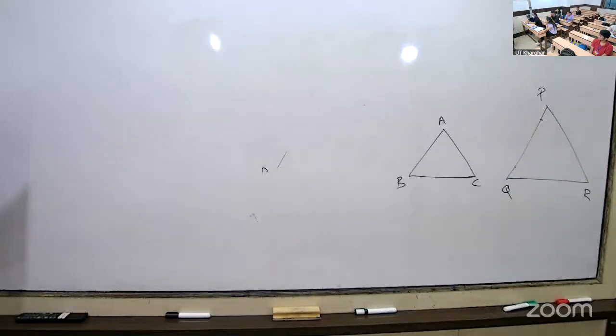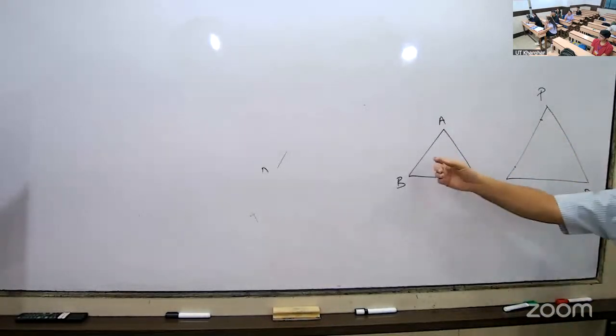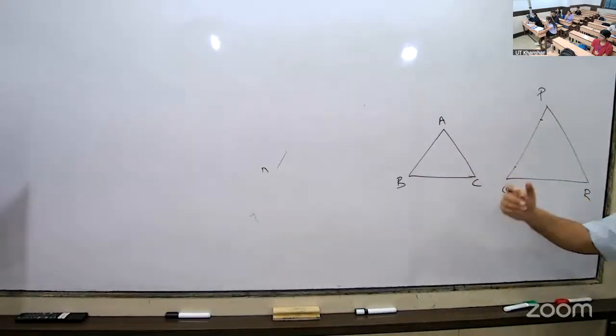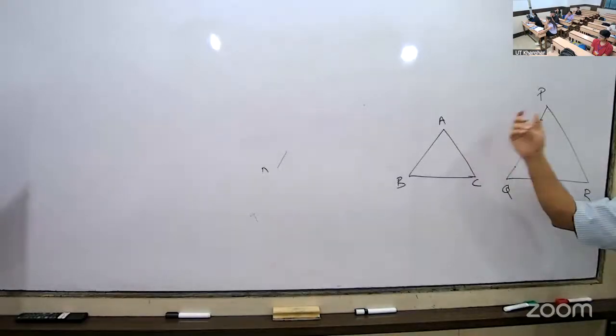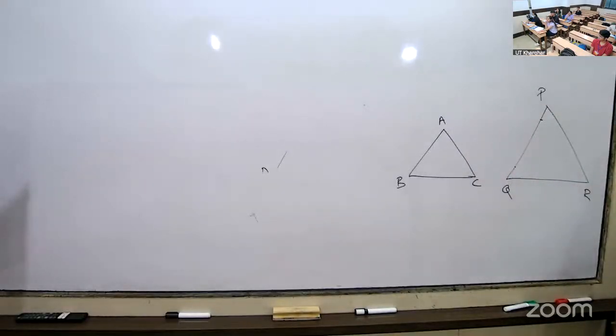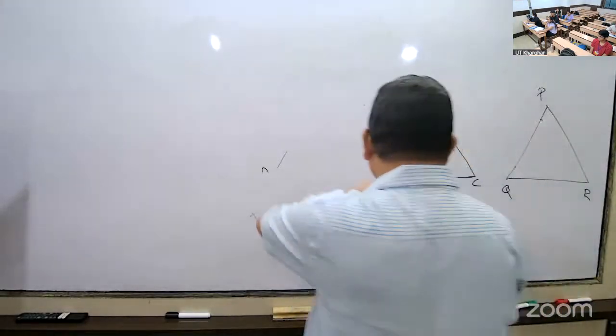What should be given? The ratio AB upon PQ should be equal to BC by QR, and should be equal to AC by PR. Then we conclude that by SSS similarity, these two triangles are similar. Suppose it is given this way.